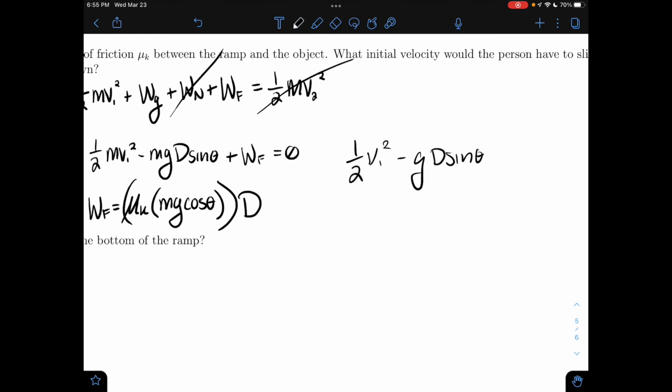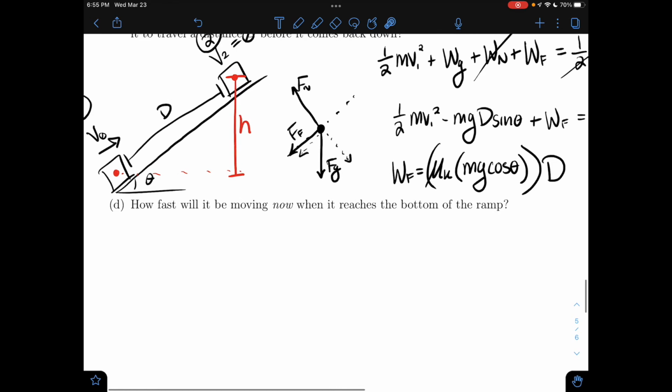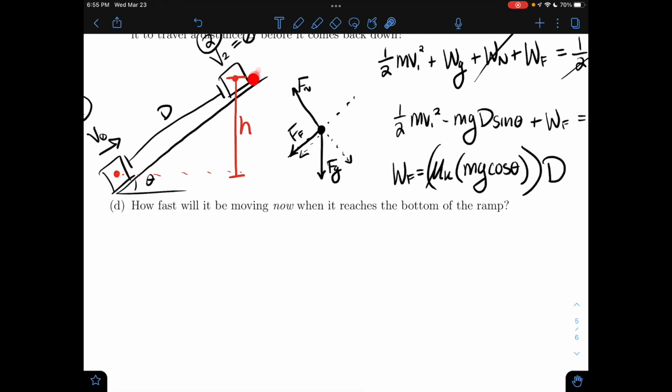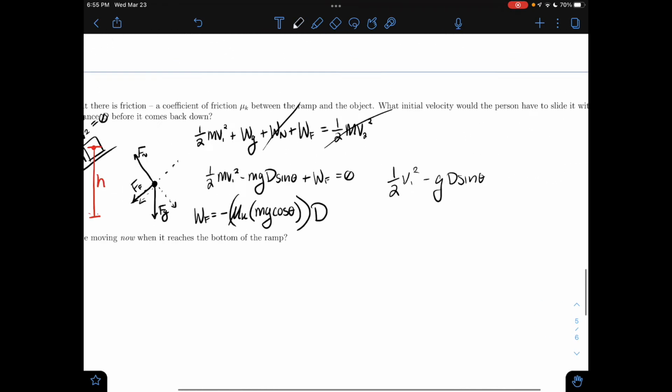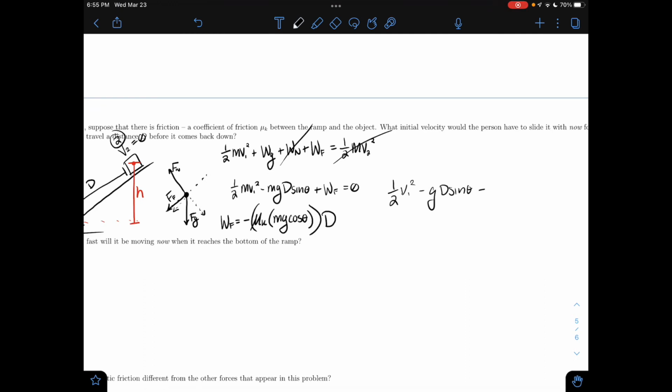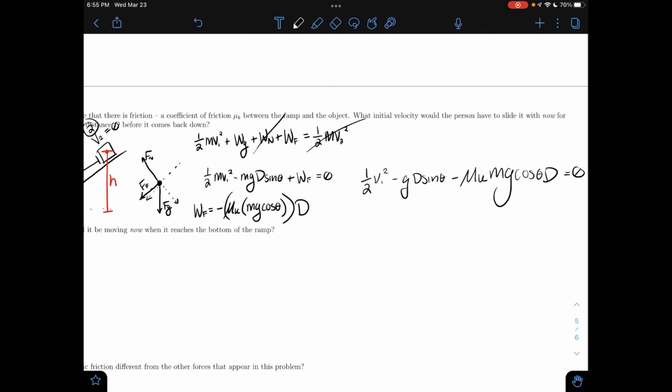equals, one thing I forgot to think about. Our displacement is going up the ramp, but our friction's going down. Our work from friction is going to be negative. d sine theta minus mu k mg cos theta d equals 0. Obviously, we can simplify this a bit more.